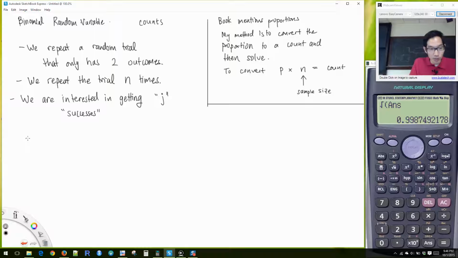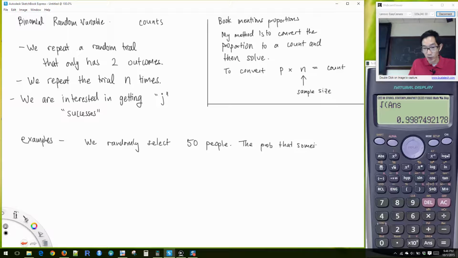So examples of binomial, and I hope this kind of clears up what we're dealing with here. So we randomly select 50 people, okay, and we want to know the probability that someone has, we'll say, type O blood, is, we'll say, 44%.